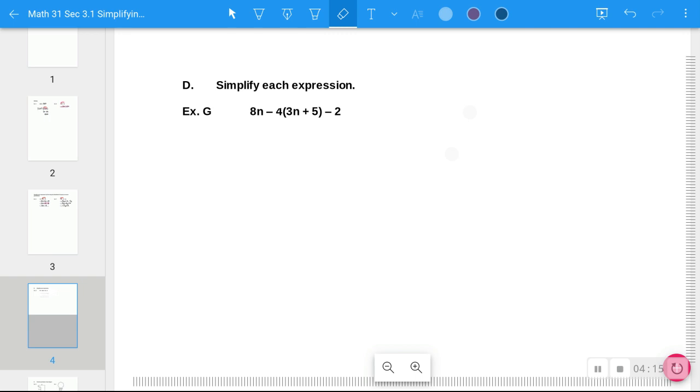On example G, we're going to be distributing. You may see it up there. You've got a multiplication times a sum. There's an addition inside there, so you will be distributing, and that's this first step here. So for instance, this negative 4 times this 3n would give that negative 12n, and the negative 4 times positive 5, that's negative 20. Combining our like terms here gives negative 4n minus 22.